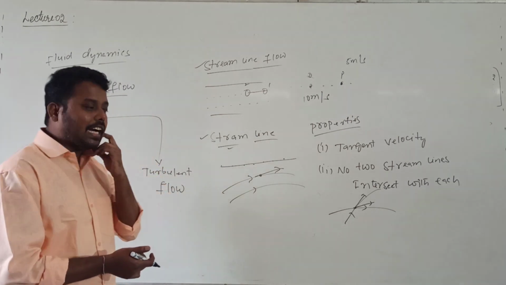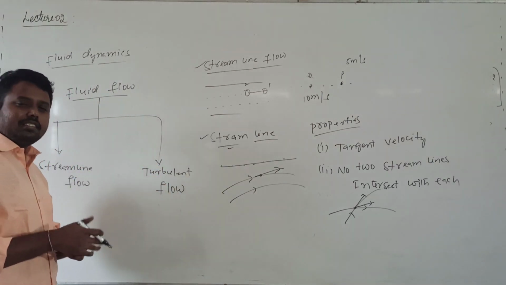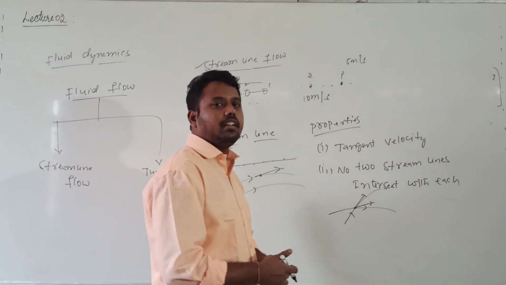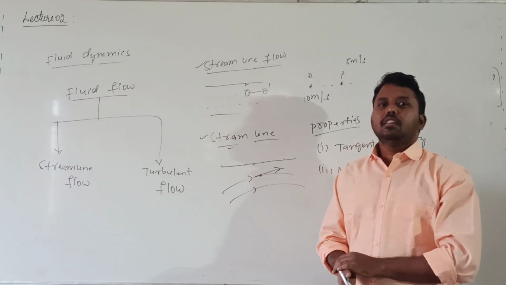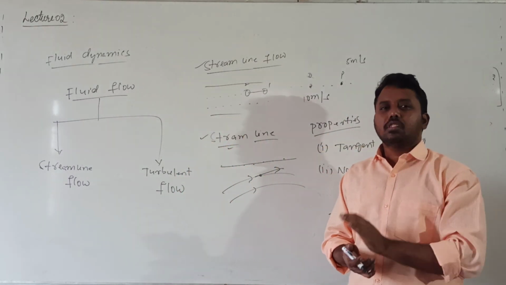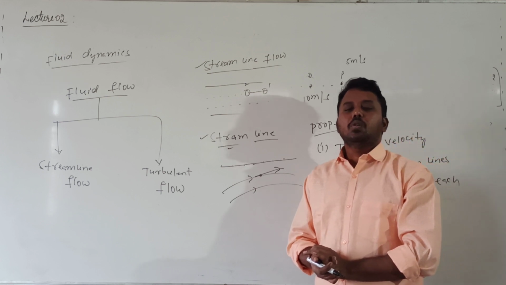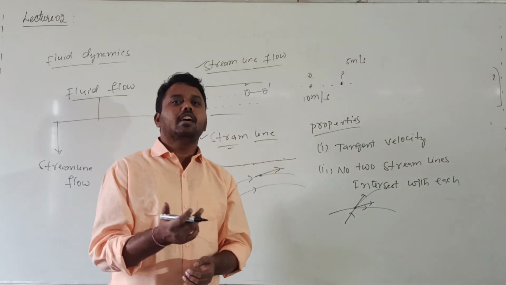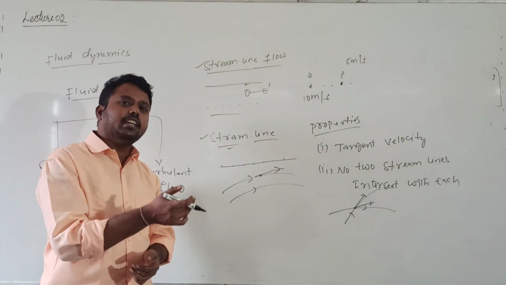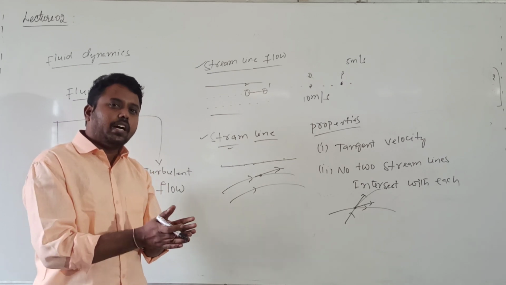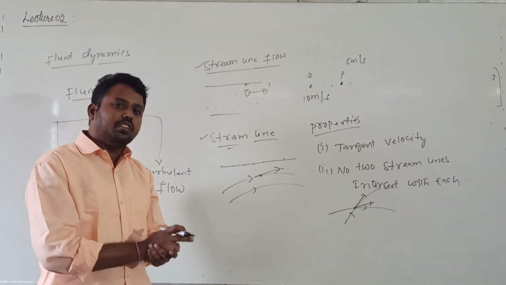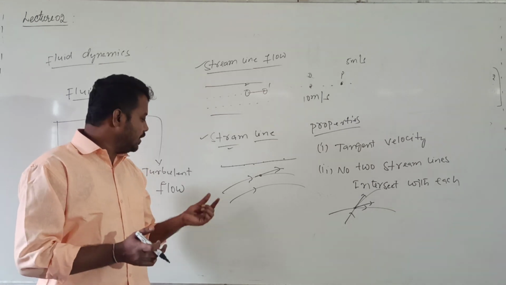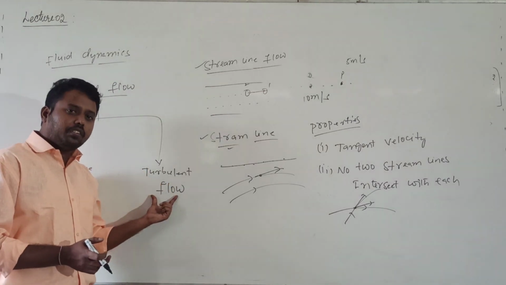So the second one is turbulent flow. What is turbulent flow? Velocity at a given point in a fluid flow will not remain constant. Particles will follow an irregular path. So eddies will generate. Energy will be required to overcome both the viscous force and also the eddies. Such a fluid flow is called turbulent flow.